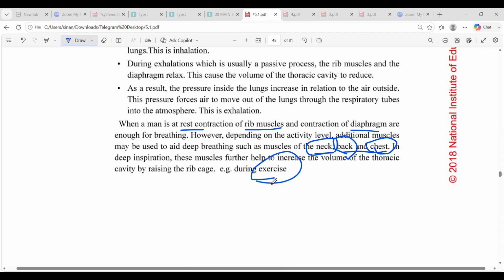So we require more energy in which process? During high energy demanding processes, for example exercise. What is happening for deep breathing? We call this process deep breathing. We are using what? Muscles of neck, back and chest. So those are the three muscles we are using during deep breathing, in addition to the ribs and the diaphragm. So is it clear for you all?